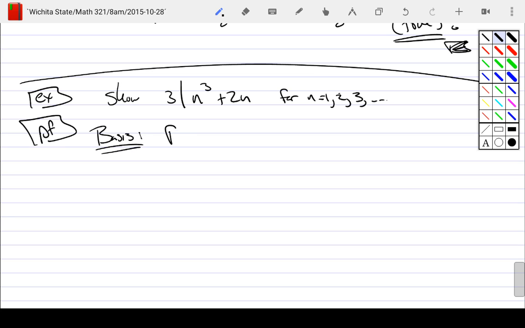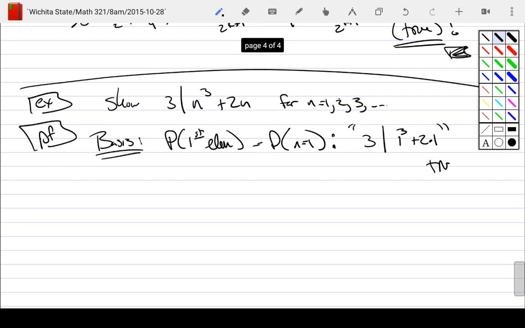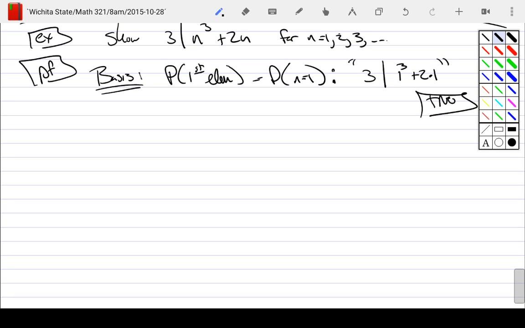Obviously, P of the first element is simply P of n equal to 1. What does that denote? Is it true that 3 divides 1 cubed plus 2 times 1? True. 3 divides 3, right? So is it true for the first one? Inductive.